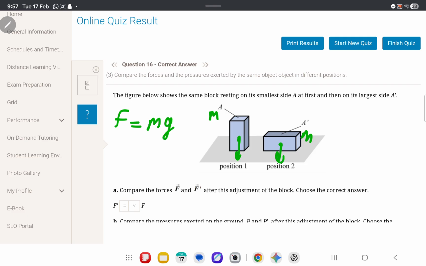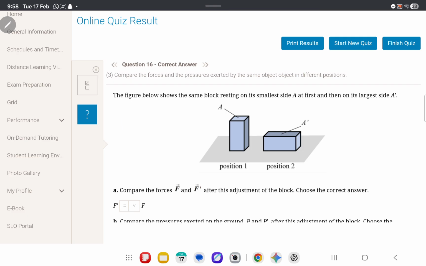Now, G is a constant. It's in the name. And the mass is obviously a constant if it's the same block. It's not losing any mass in the process. So what does that mean? My force will remain the same. My force is constant. But what's different is the pressure. The pressure is going to be different.